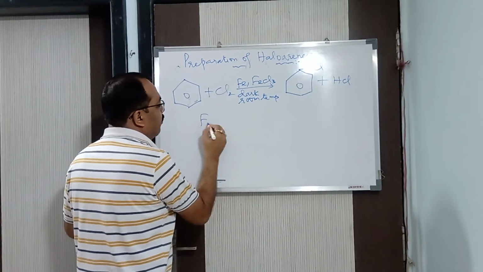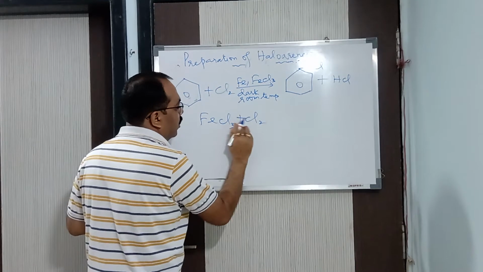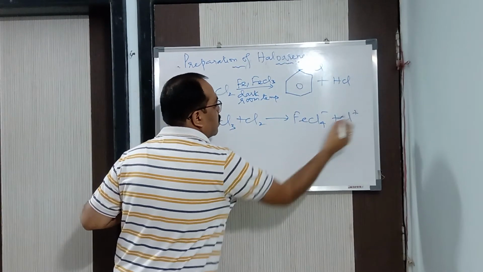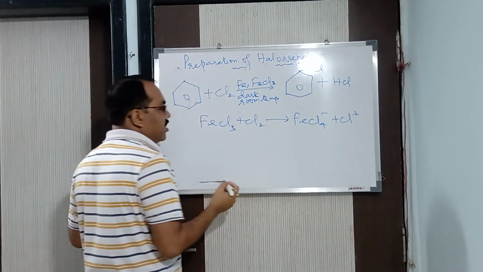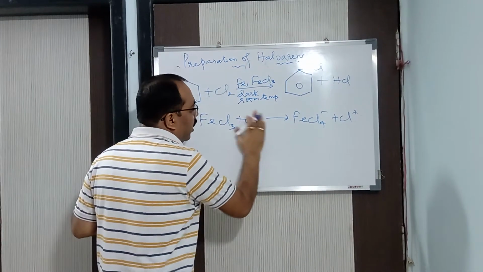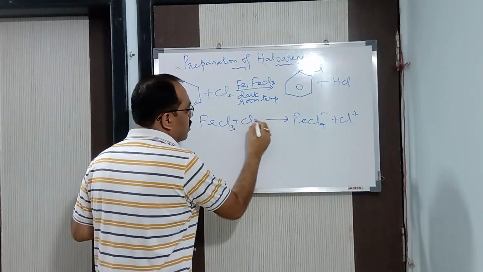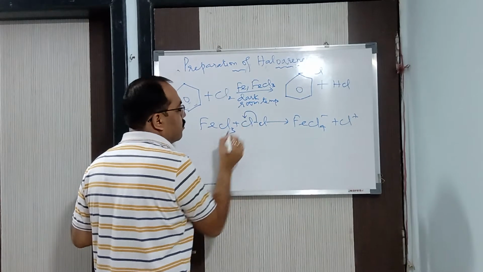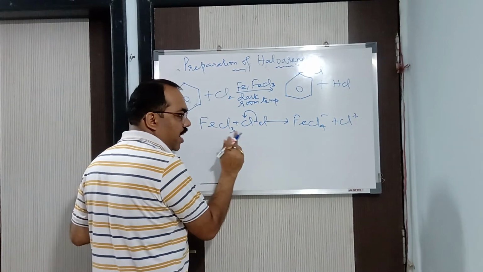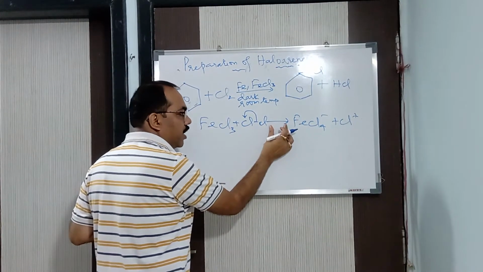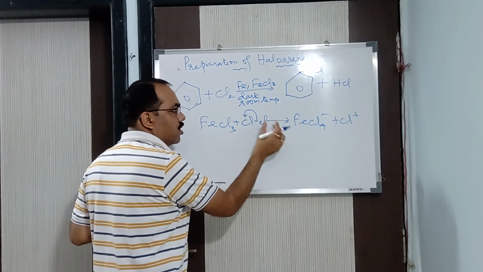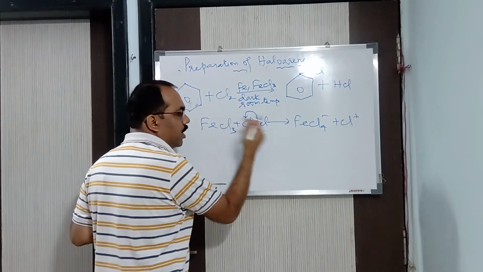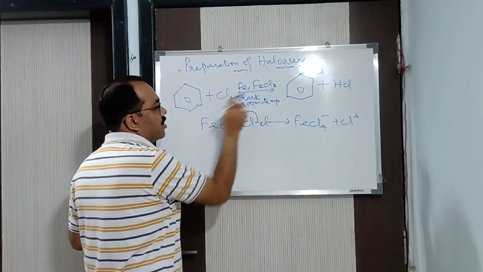Now how is that? FeCl3, when it reacts with Cl2, forms FeCl4 minus plus Cl plus. If I go into a little more detail, it goes this way: Cl single bond Cl, and a pair of electrons comes here. It is not a free radical reaction, because for a free radical reaction the required condition, either UV light or the presence of peroxides or some chemicals, is not given here.